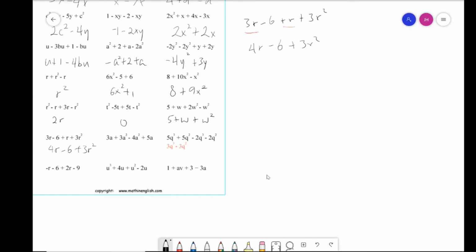Okay, next we have 3a plus 3a squared minus 4a squared plus 5a. So I have the a terms to combine as well as the a squared terms. So 5a plus 3a, that will be 8a. Then I have the plus 3a squared minus 4a squared. So altogether is minus a squared or minus 1a squared. The imaginary one is right there. Whether you put it or not, that's up to you.